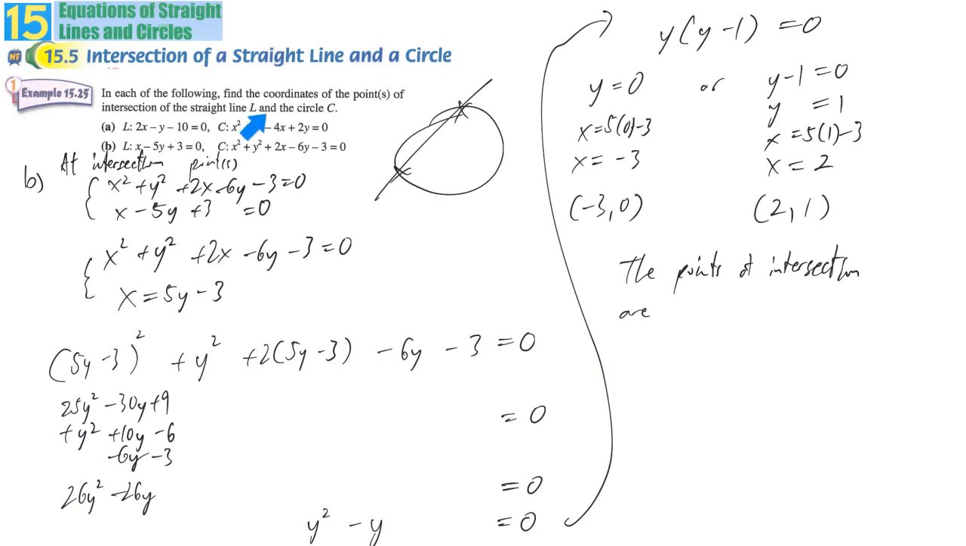Therefore, don't forget to answer the question. You have to write it down clearly. The points of intersection are (negative 3, 0) and also another point (2, 1). To handle this kind of simultaneous equation, you need strong computational skills and you have to get used to it. So your practice is very important.